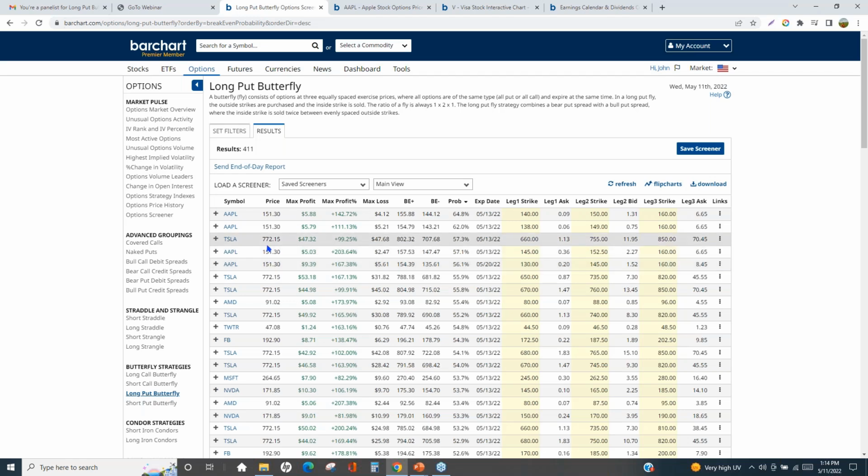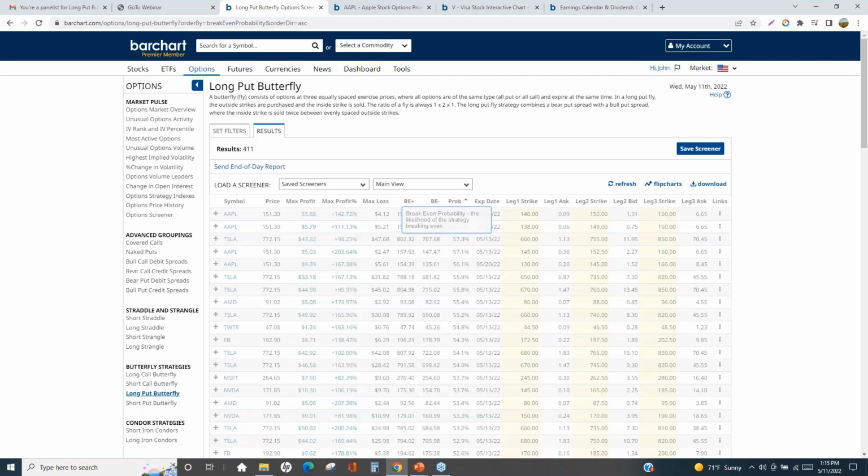Tesla's trading around $772. So look down here. We've got Tesla here. We have a body strike of around $765. And then our wings look like it's about, what is that, $85 in width. So, very wide range of price. We're casting a very wide net.